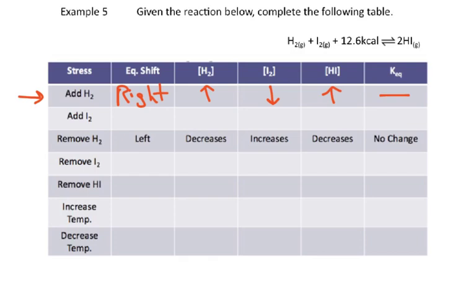If we add I2, again, substance on the left, we're going to try to minimize that and use that up. We'll shift to the right this time. Since we are shifting to the right and H2 is on the left, its concentration will decrease. We have actually added I2, so its concentration will increase. We are shifting to the right, so the concentration of HI increases. And again, no change in KEQ because there's no temperature change.